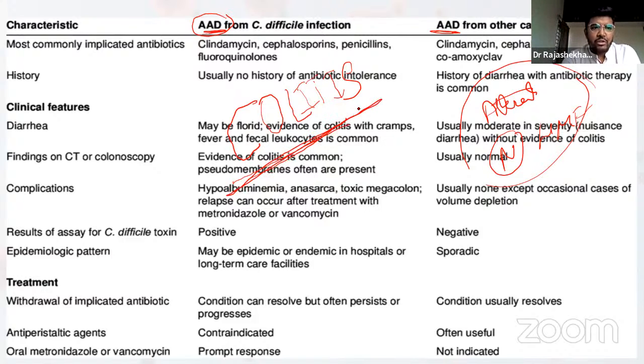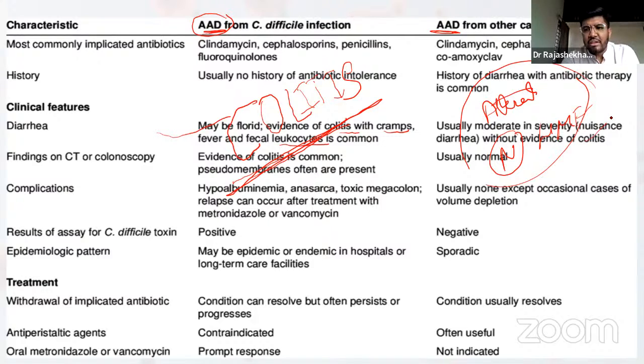Keeping this background in mind, the diarrhea here can be florid. There is evidence of colitis, cramps, and pus cells and leukocytes are very common as there is inflammation. Whereas in normal AAD, the symptoms are usually moderate.